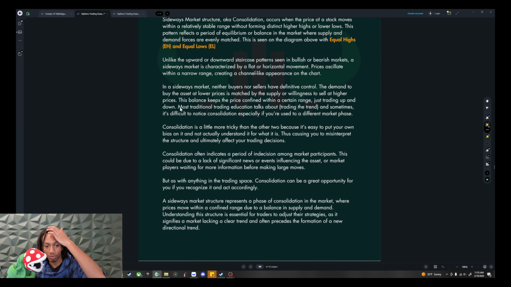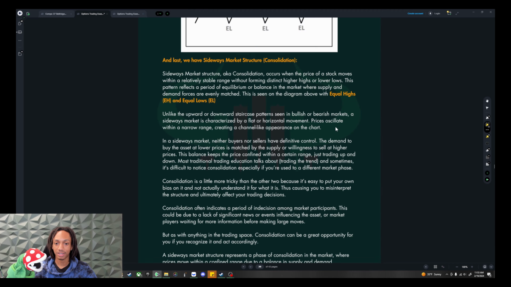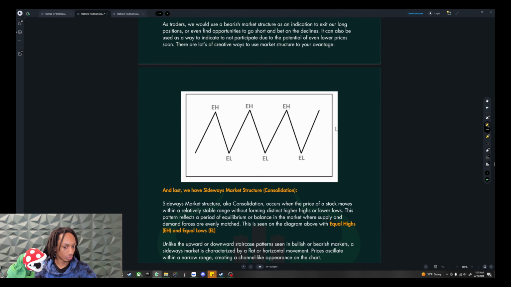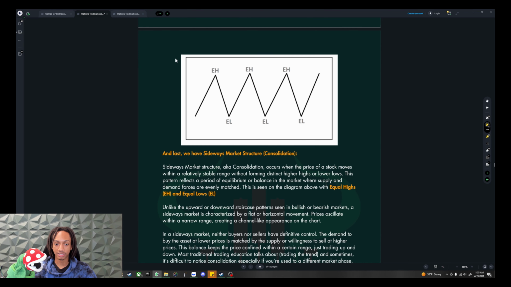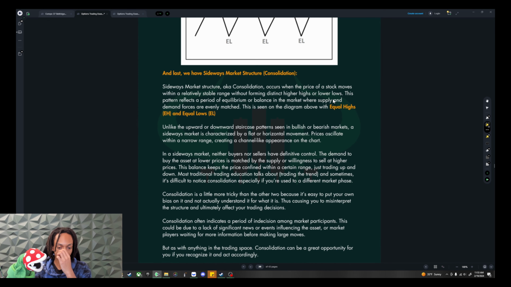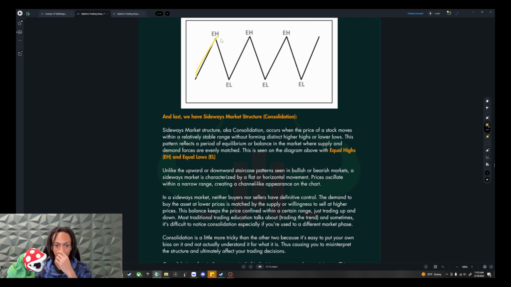And most traditional trading education will talk about trading the trend, right? So if you're in a bullish market structure, only go long. If you're in a bearish market structure, only go short. If you're in this kind of market structure, maybe you stay away, or when you're at a support level, you only go long, or when you're at a resistance level, you go short, because the supply and demand forces are kind of even, so it'll just go up and down, up and down. You're capitalizing on those movements.